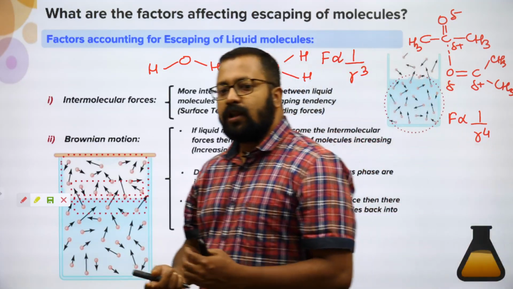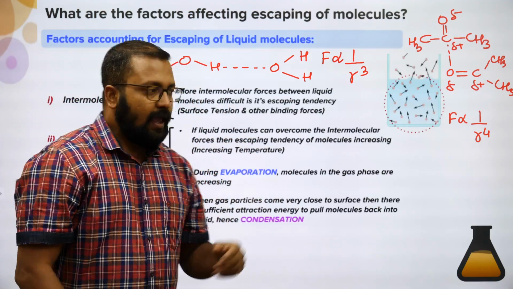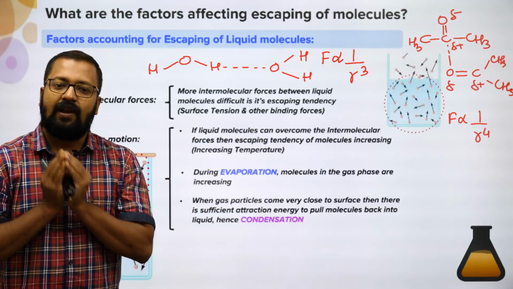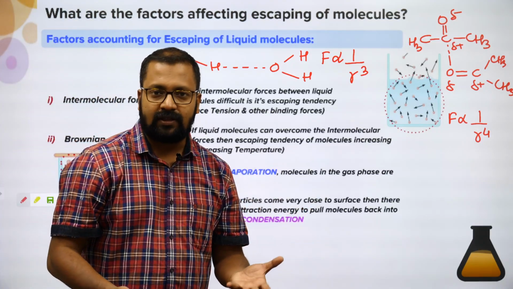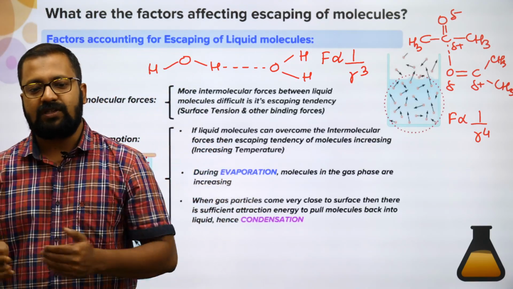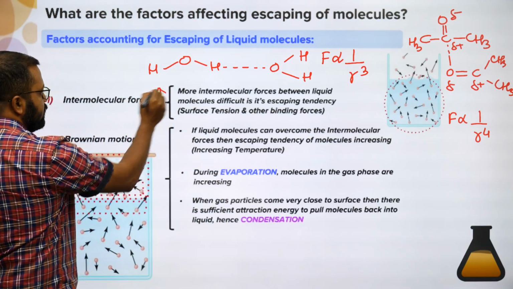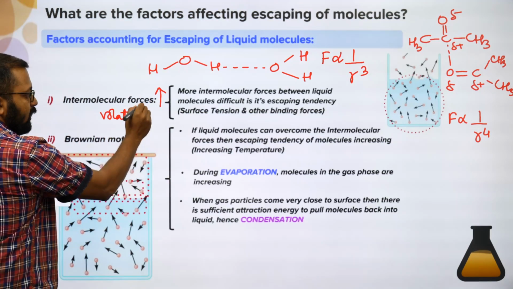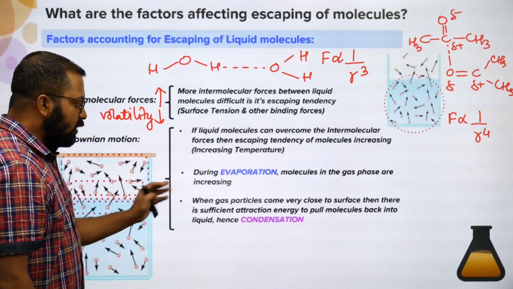So if the intermolecular forces are stronger, then the tendency to remain in the liquid state will be higher. The tendency to go into the vapor state will be lower. It's very very obvious. अगर आपका attraction ज़्यादा होगा solvent phase में, तो vapor phase में जाने की tendency कम हो जाएगी. So if intermolecular forces increase, volatility decreases. Okay, what is Brownian motion?